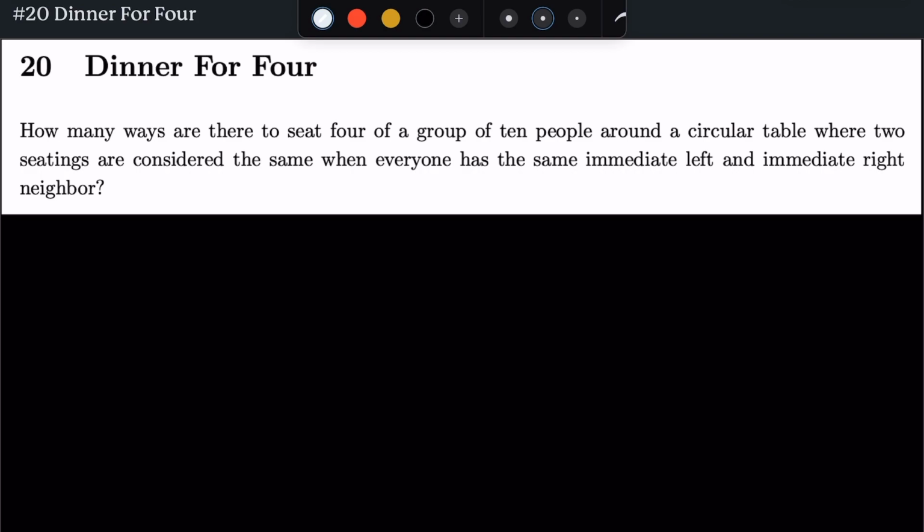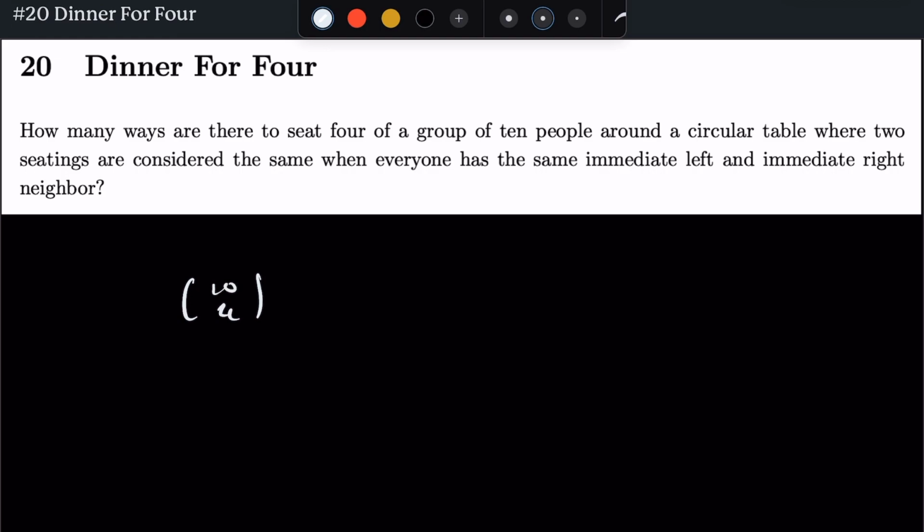When approaching this problem, it's important to consider that there are 2 distinct subproblems which must be solved independently to arrive at our final solution. The first subproblem is to count the number of ways that we can select 4 people from our original group of 10. This can be simply done in 10 choose 4 different ways.